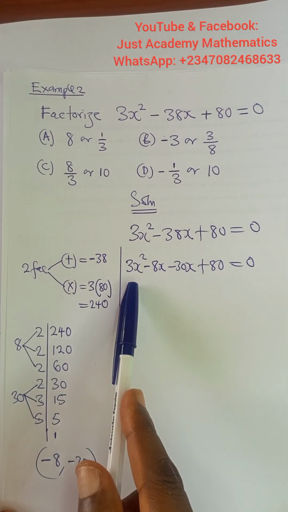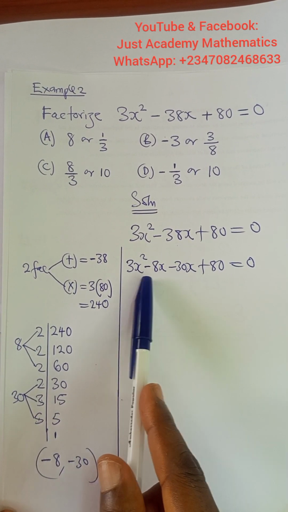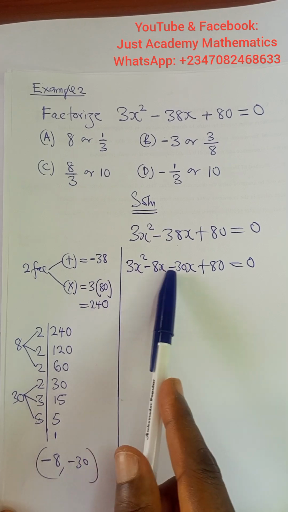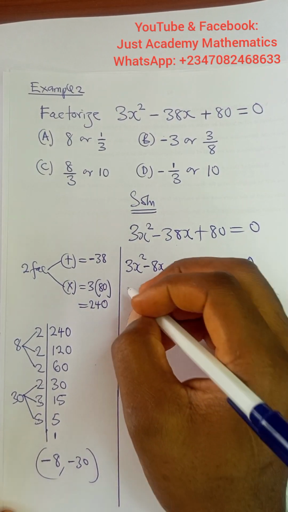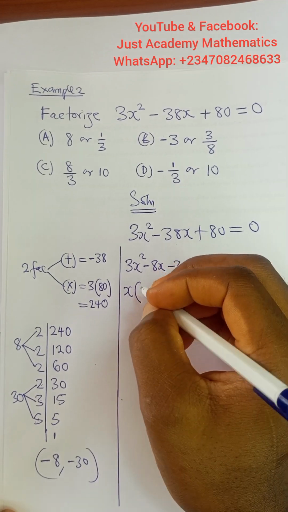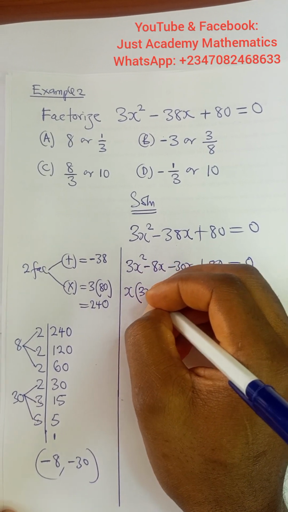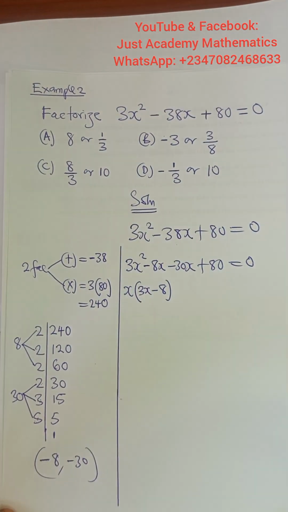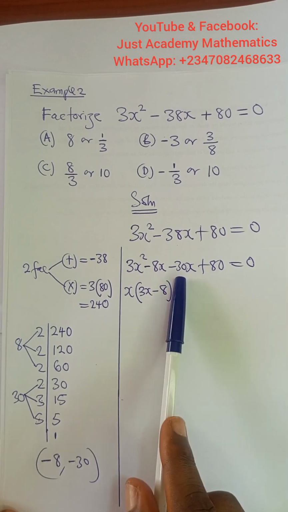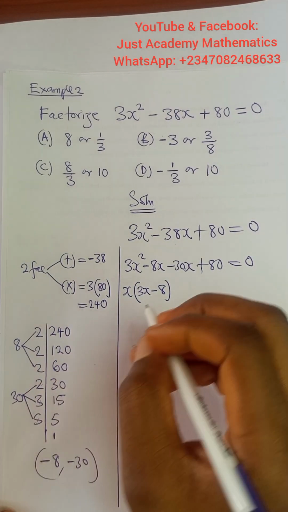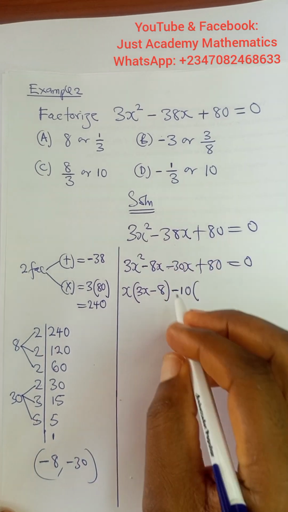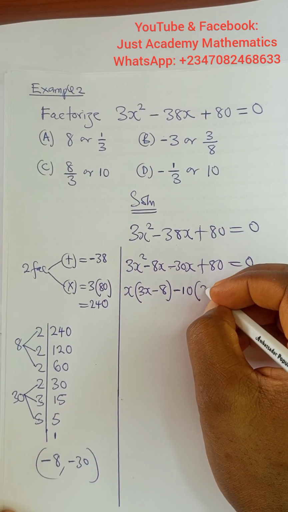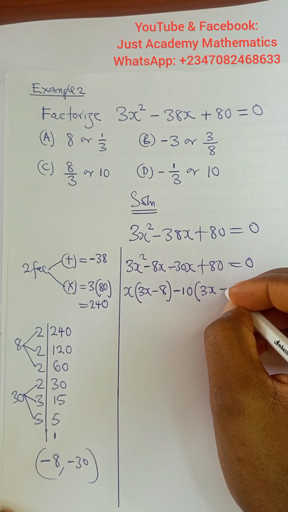So with that, I've told you that once you have gotten it like this, 1, 2, 3, 4, you factorize in pairs. This first pair, what is common? Only x is common. x is outside. What will remain here? It will remain 3x minus 8. In this second pair, what is common? 10 is common. Minus 10 is outside because of this minus. If minus 10 is outside, what will remain here? It will remain 3x, and here has to be minus 8.